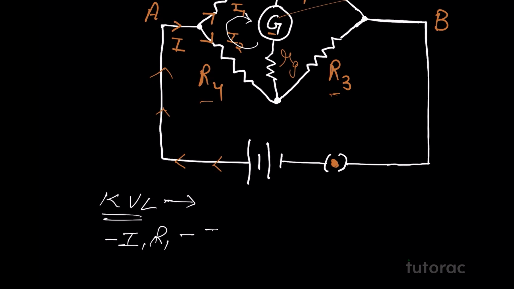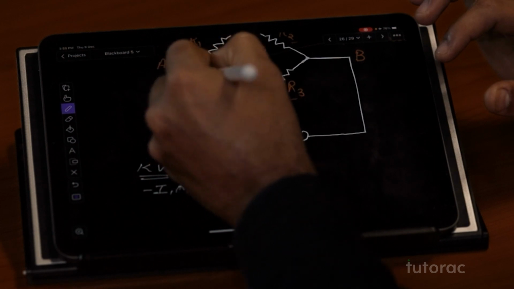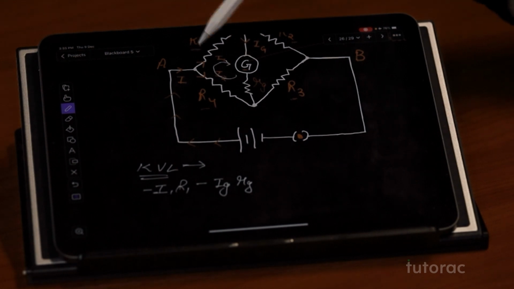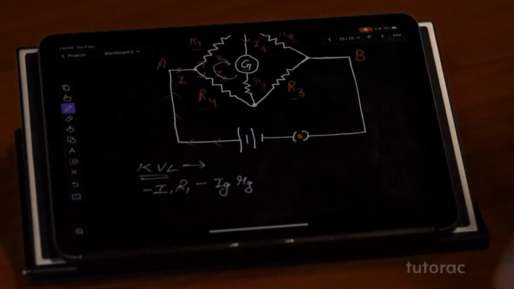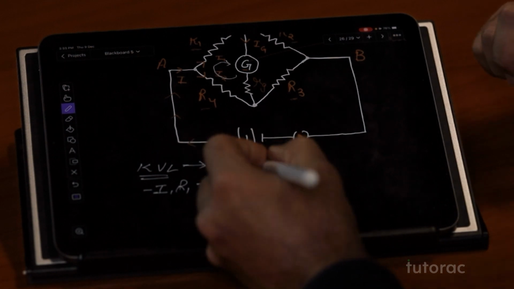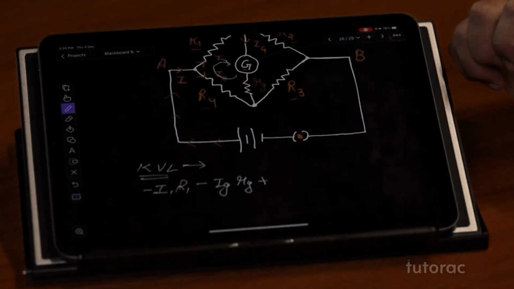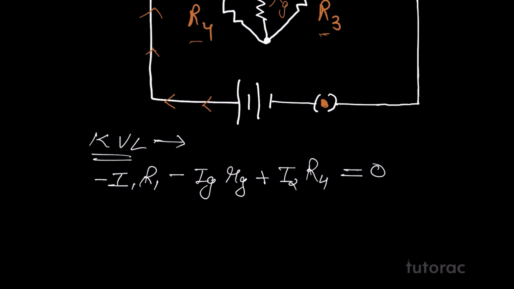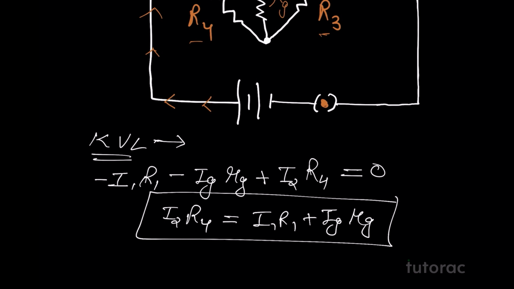So we'll get minus Ig multiplied by Rg. Now here we have the resistance R4, but this time, as you can see, we are going in the opposite direction of the current. So we should write it with a plus sign because we will gain some potential. So plus I2 multiplied by R4 needs to be equal to 0. Let's try to solve it. We'll get I2 R4 is equal to I1 R1 plus Ig Rg. Now this is the first equation. I'll just put it in the box.